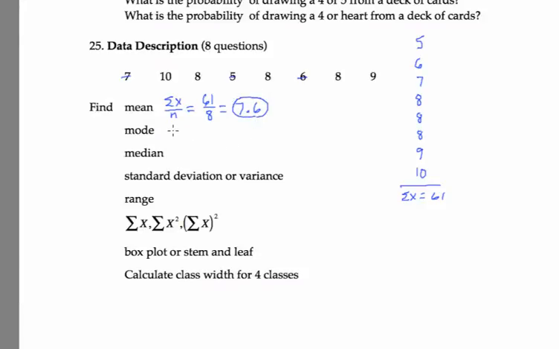Mode. Mode means most often. Our most often occurring data value is 8. Median means our middle value. I start counting towards the middle. I actually have 2 middle numbers. Now they're both 8, so our median is going to be 8. But let's say they were different. I'd add them up, 16, and divide by 2. My median is 8. If you don't have 2 middle numbers, if there's just 1 middle number, that's your median.